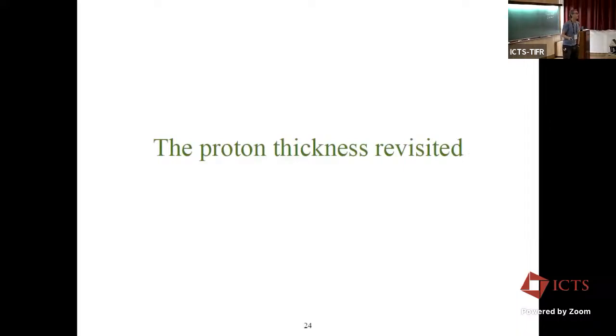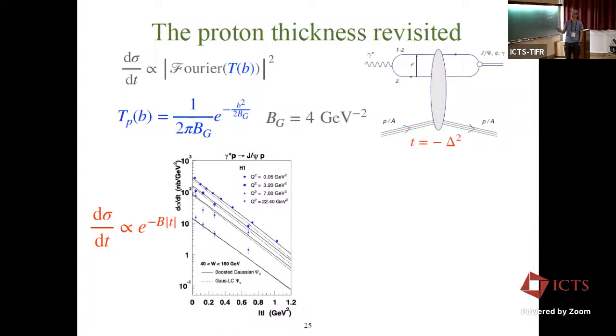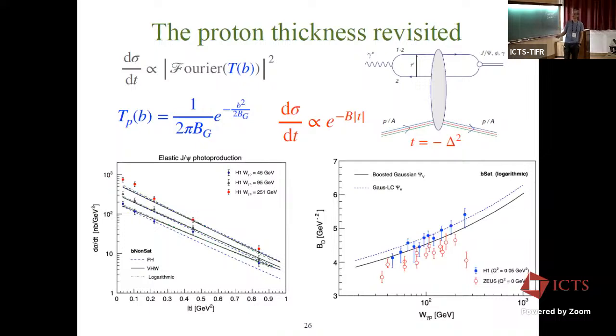All right, let's go back to the proton thickness. So I said that we just measure the T spectrum of the proton and we get an exponential, and Bob's your uncle, we have our proton. However, it's not so simple. It turns out that if we measure this T spectrum at different values of W, we get different slopes of the spectrum.